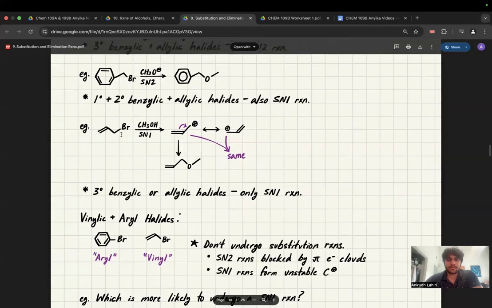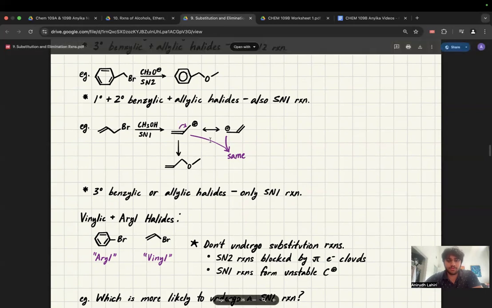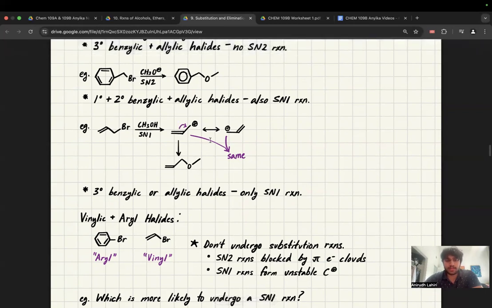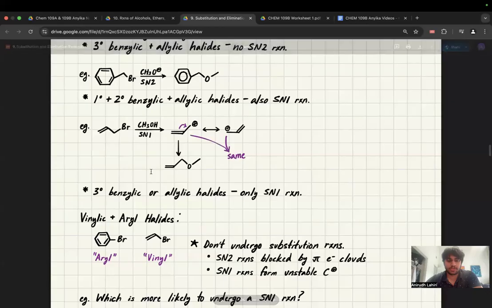And again, like I was talking about here, we have resonance. In this case, it doesn't really matter because these are the same molecules, but you could plausibly see how this might not always be the case, especially if we had a longer carbon chain.